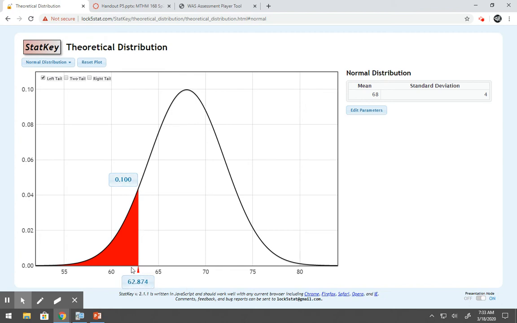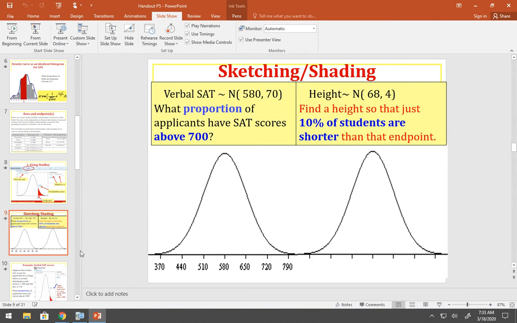If I knew the score, I would change the bottom number and I would look for the percentile. Gotta love StatKey. All right.